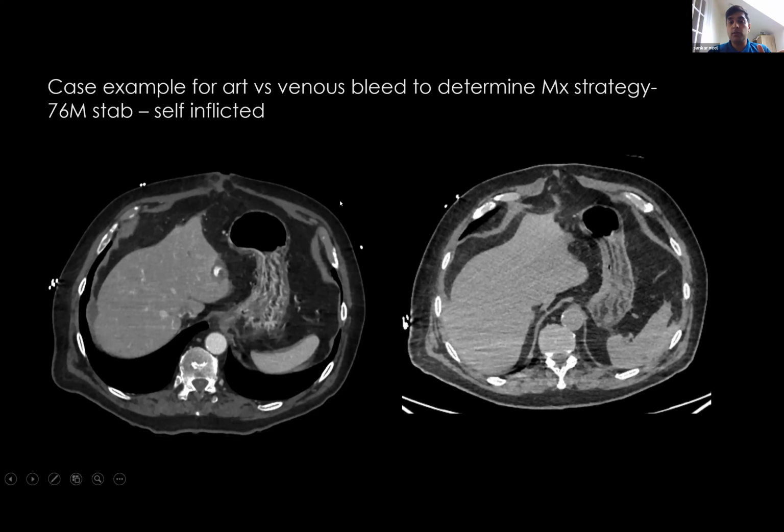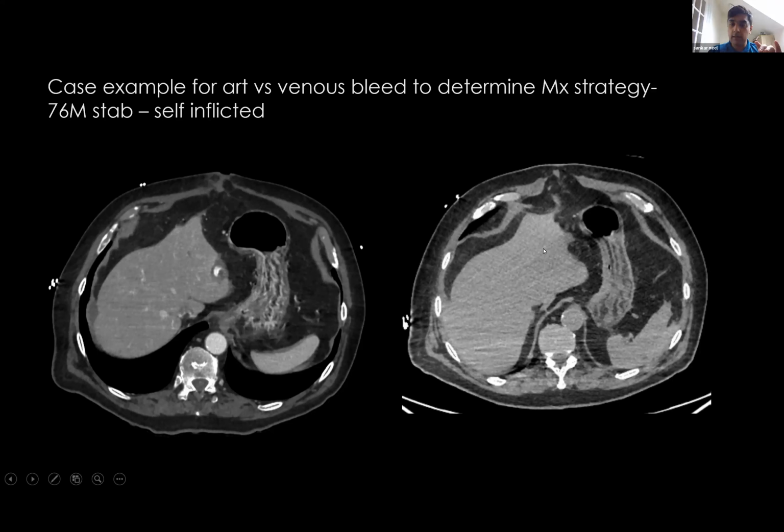So how did I differentiate between those two? In this case, we actually got a repeat CT because we wanted to figure out, is this pooling increasing? All right. And is this a pseudoaneurysm that we need to embolize, versus if it's a venous lake, we can hold tight and not embolize and not intervene.